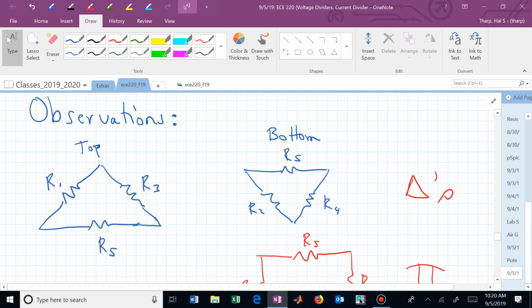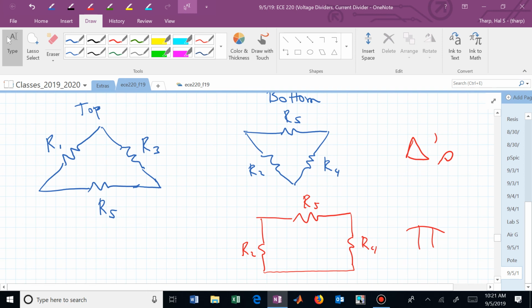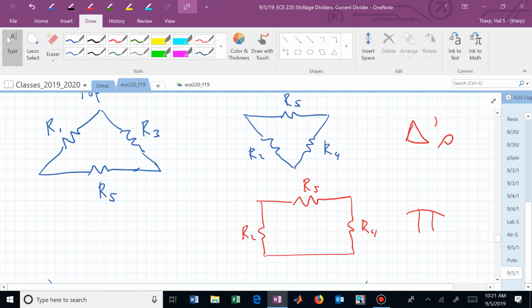Here are some observations, just to be thinking. Now I want you to start seeing triangles and Y's, or pi's and t's. Do you see a triangle in that? If you looked at just the top, R1, R3, and R5 would form a triangle. If you looked at just the bottom, you would have another triangle. And if you spread out the node between the bottom of R2 and R4, do you see kind of a pi shape? We get very creative with our shapes. But a triangle or a pi, you can sort of think of similarly.